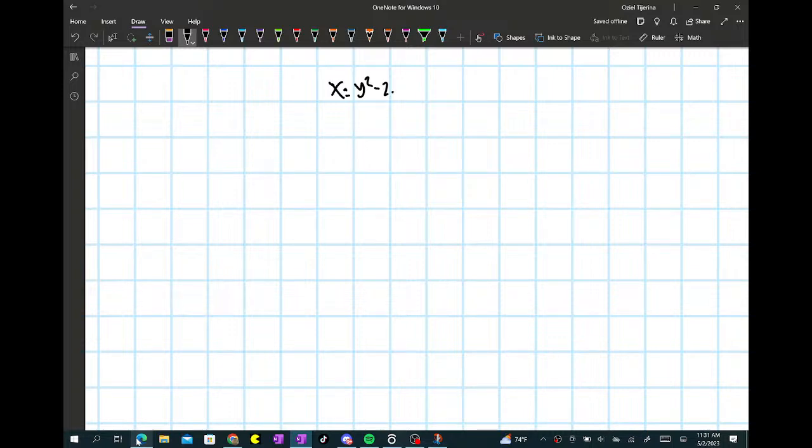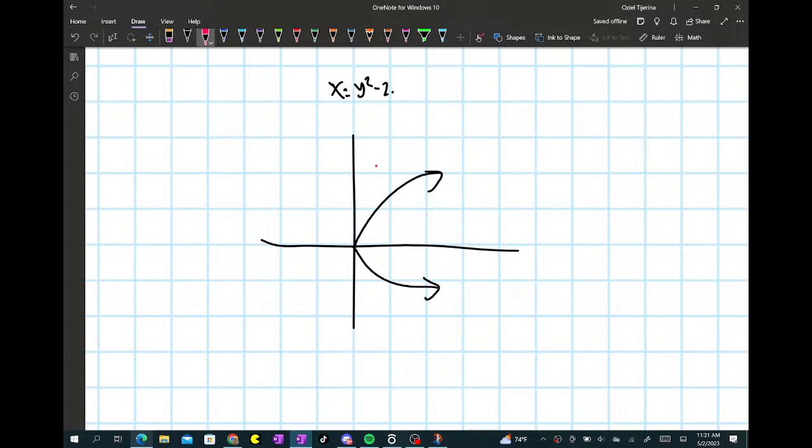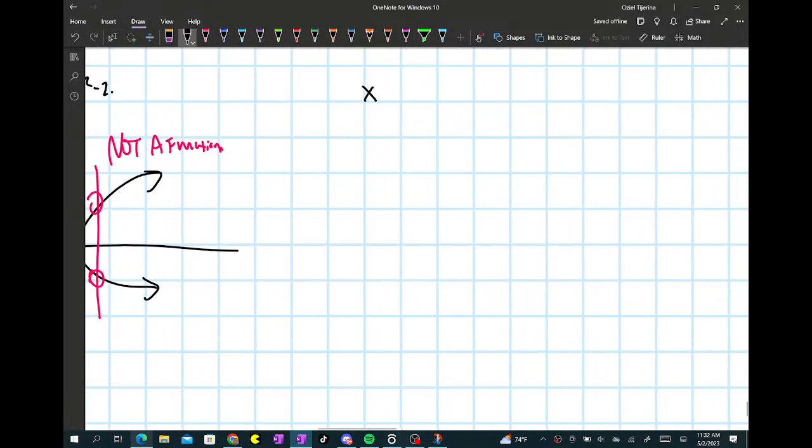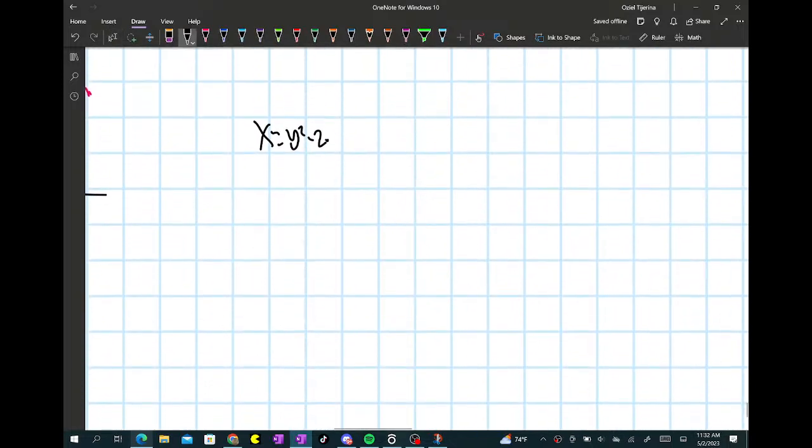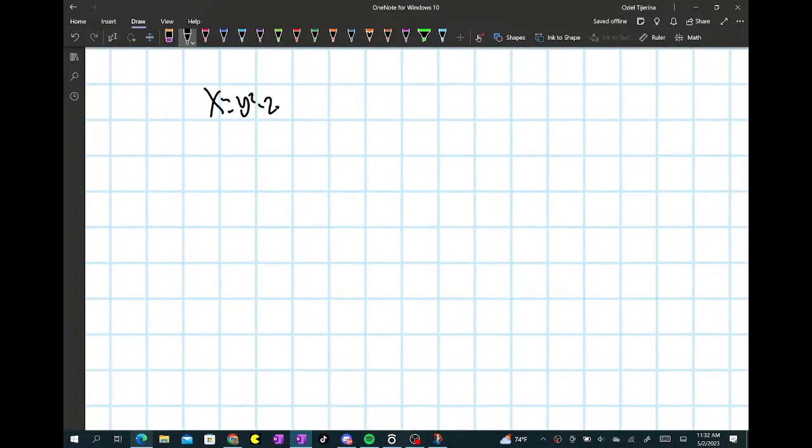Okay. What they're saying is, if we look at that graph, obviously it looks like a parabola like this, something like this, right? And as you can see, if it crosses it twice, this is not a function. Now, algebraically, if you are just given y squared minus 2, and they're asking, is this a function or not?